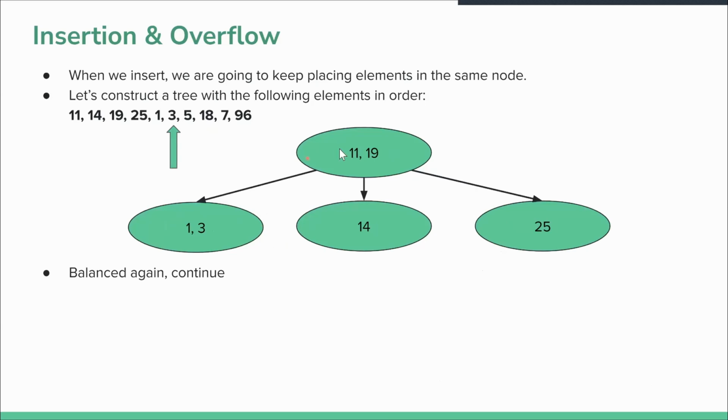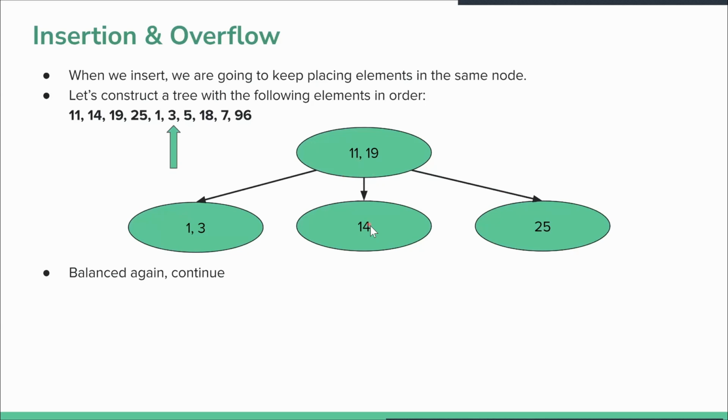1 and 3 are less than 11. That's true. 25 is greater than 19. That's true. Now, what do we do about 14? Is 14 less than 11? No. Is it greater than 19? Well, no. The problem is 14 is between 11 and 19. And because it's between, we can think of this arrow as the Boolean for 11 through 19. That's what values should be there. And that's why we place 14 there.